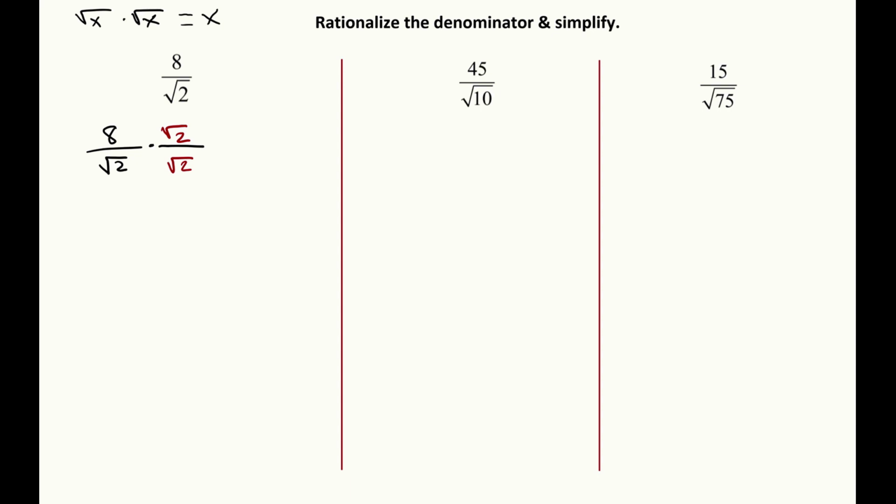and now we end up with 8 radical 2 over square root of 2 times square root of 2, which is just 2. And notice, now we can go ahead and simplify the 8 and the 2 to leave us 4 on the top and 1 here. So we just end up with 4 radical 2. And that's how we rationalize these denominators. Definitely try the next couple on your own before you come back.